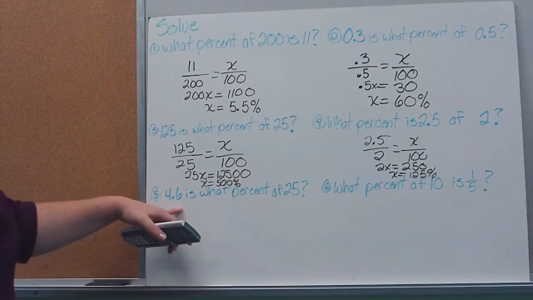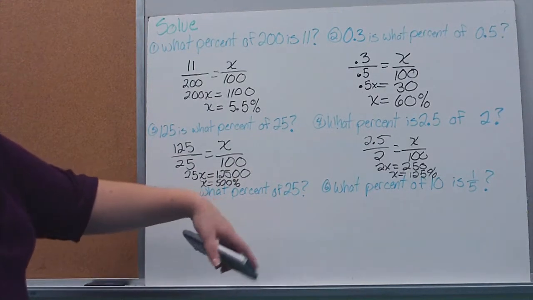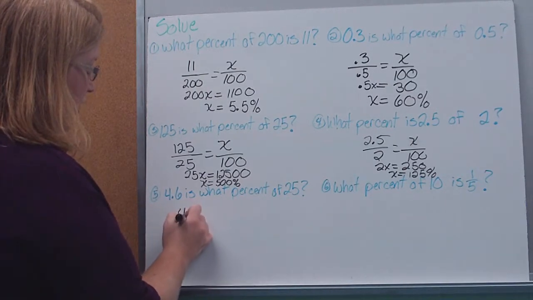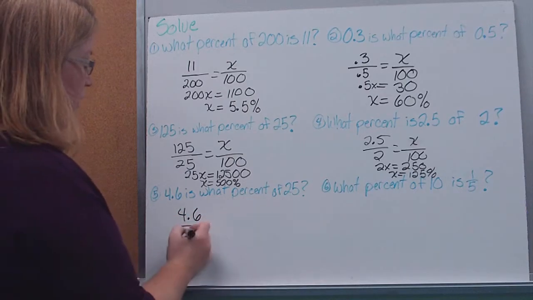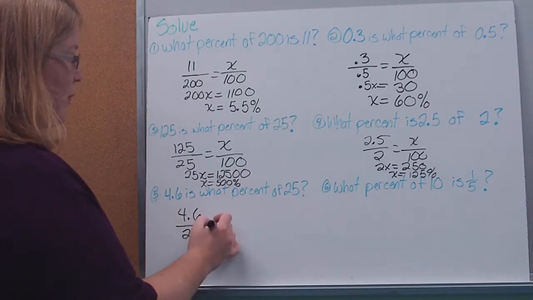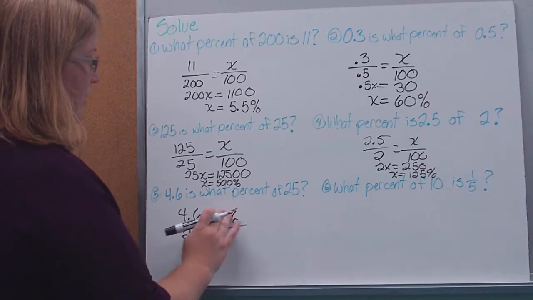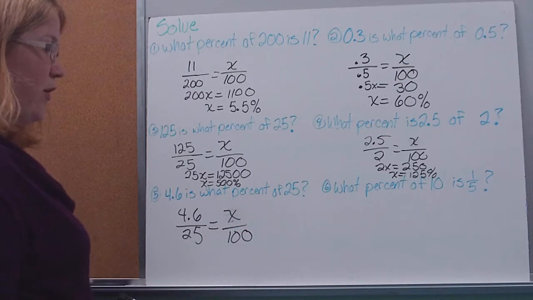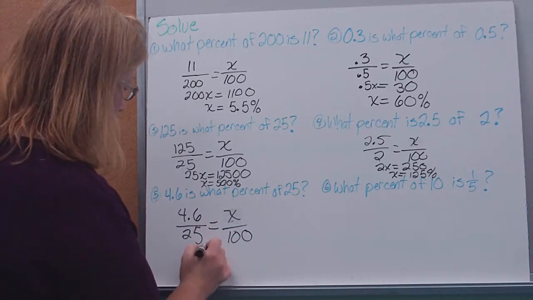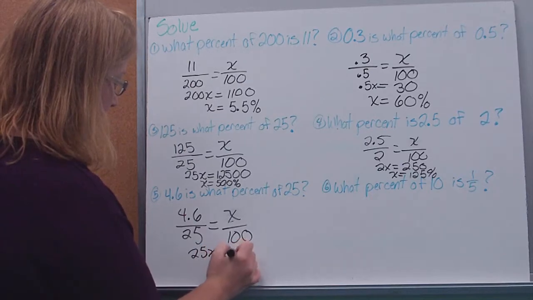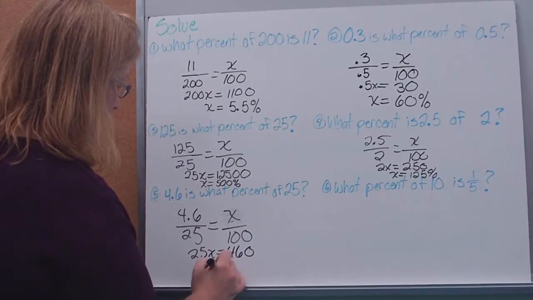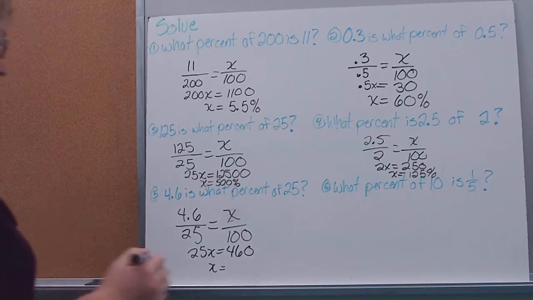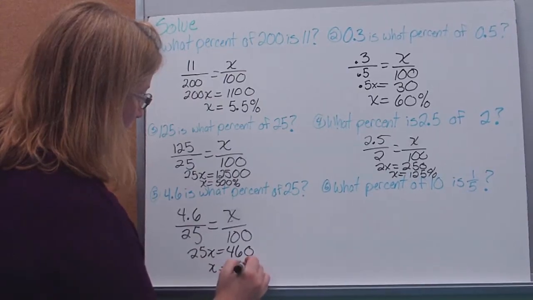All right, it's not our last one, there's 2 more, sorry. 4.6 is what percent of 25? So "is" goes on top: 4.6 is next to "is," 25 is next to "of." The "is" is smaller, so this should be less than 100%. I keep writing percent instead of a variable, so I'm going to write x there. And percent always goes over 100. So cross multiply. And when I do my division, I find out that it is 18.4%.